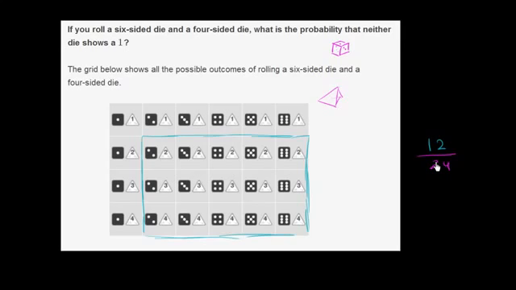12 over 24 is the probability. You could say there's a 12/24 probability, but if you wanted to write it as an equivalent fraction that's using lower numbers, this is the same thing as dividing the numerator and denominator by 12, as 1/2. So the probability that neither die shows a 1 is 1/2.